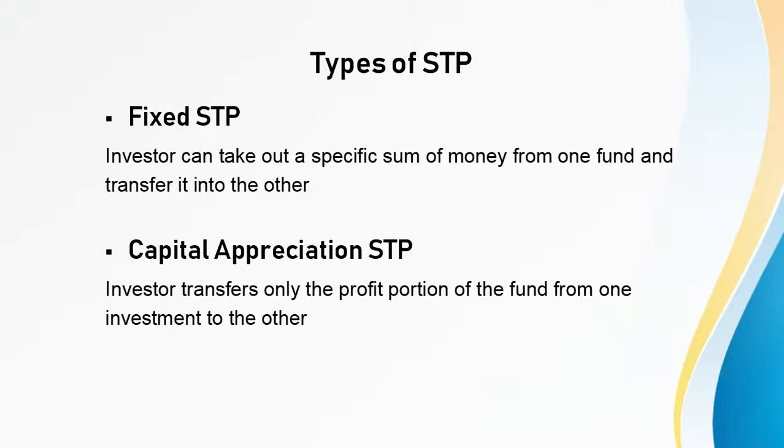Now let's look at the different types of STP. First is the fixed STP. The investor can take out a specific sum of money from one fund and transfer it to another in this type of STP, that is the fixed STP. The next type of STP is the capital appreciation STP. In this, the investor transfers only the profit portion of the fund from one investment to the other.